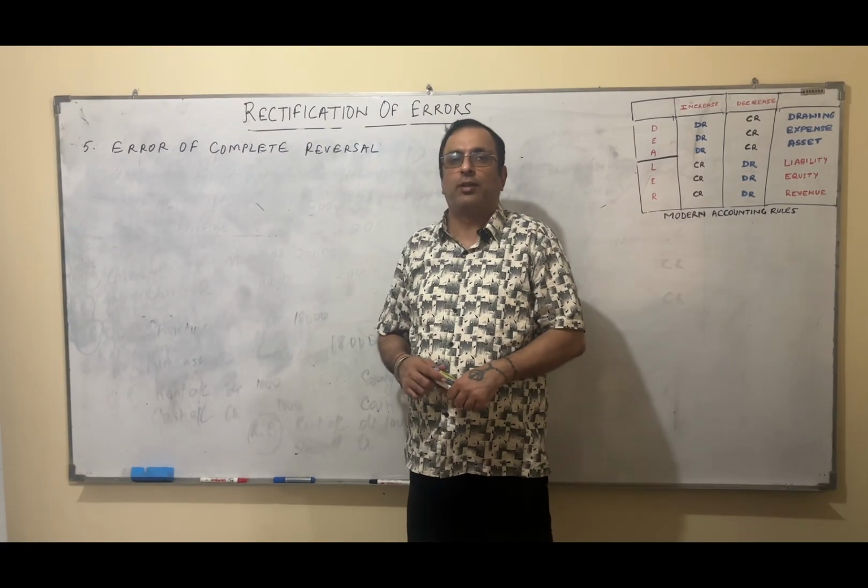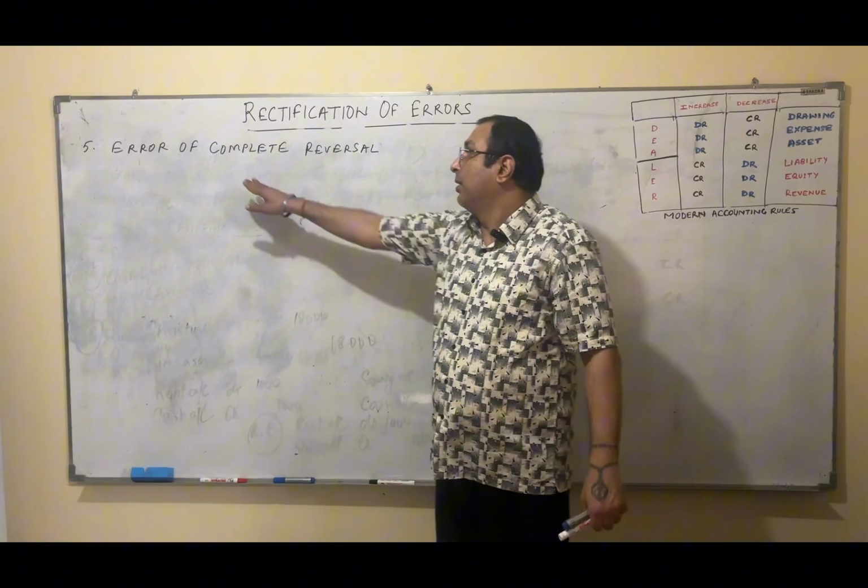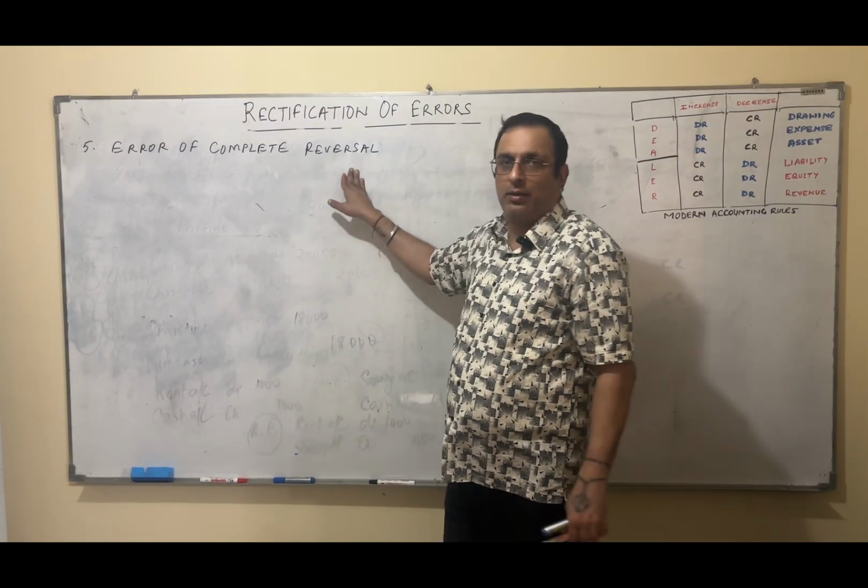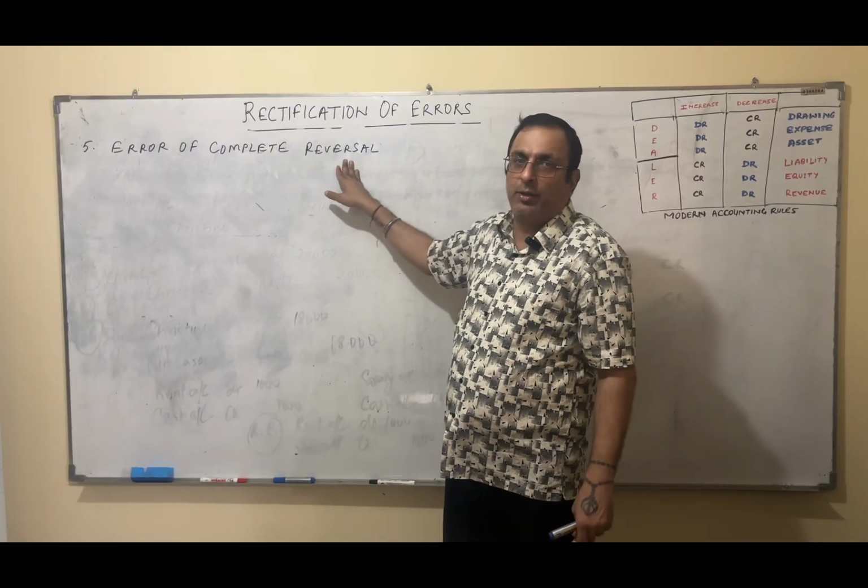Now let us move to the next error, number 5, which is error of complete reversal. You can make out with this word, right? Complete reversal.